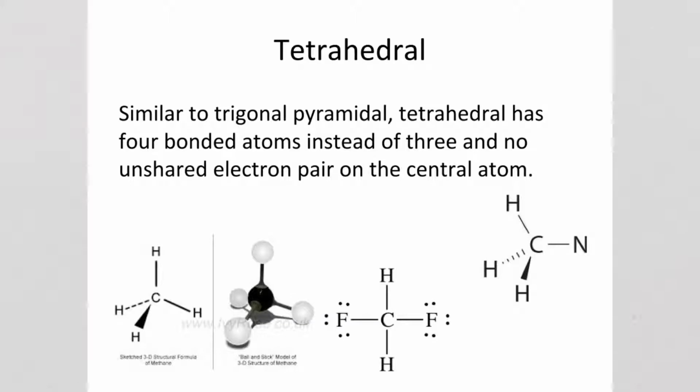When we look at what's called tetrahedral, it's similar to trigonal pyramidal, but it has four bonded instead of three bonded and an unshared pair. Again, in the 3D structure, you can see that these are in the same plane, much like a bent would be. This one's coming towards you, this one's going behind. This would be a ball and stick model of the same molecule.